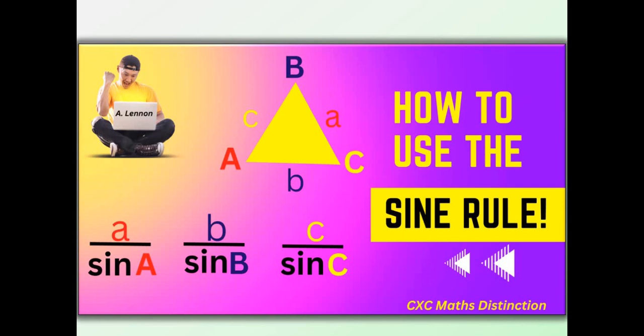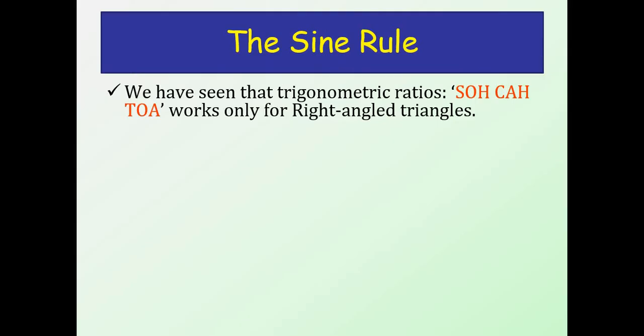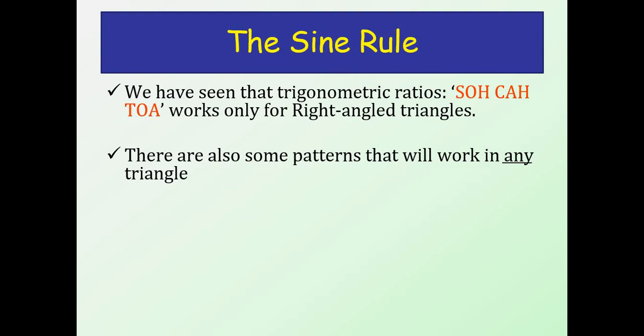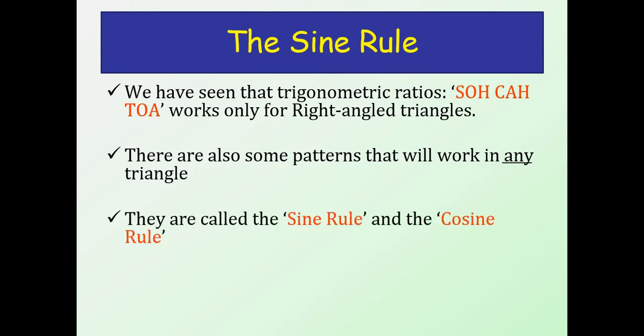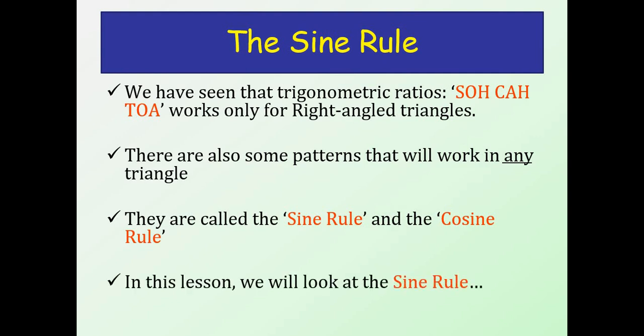In this video, we're looking at how to use the sine rule. We have seen that trigonometric ratios, SOHCAHTOA, work only for right-angled triangles. There are also some patterns that will work in any triangle. They are called the sine rule and the cosine rule. Now, in this lesson, we'll be looking at the sine rule.